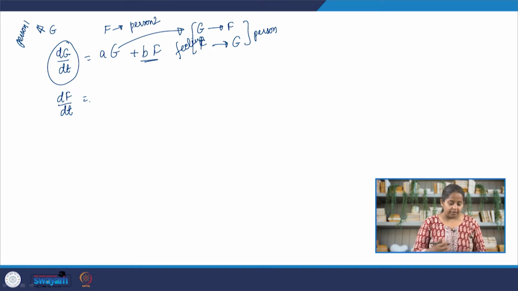of life, school life. So A and B are going to be the same constants that are going to be valid for dF by dt. So this will look like this.